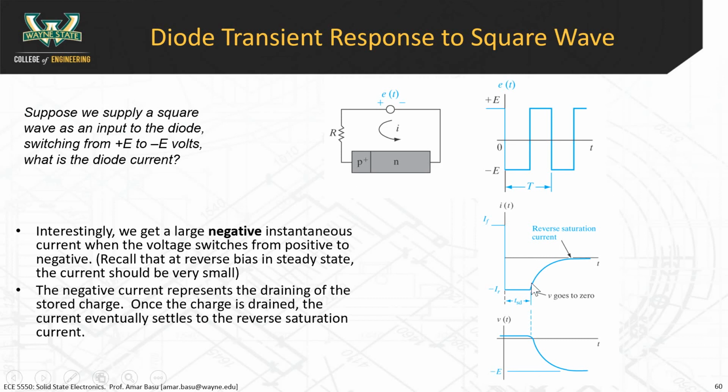The funny thing that happens here is that, let's say we applied the forward voltage, we get a forward bias current, nothing weird about that. Then we switch from positive to negative voltage, so we switch to reverse bias, and the current goes to... the current is supposed to be. Let me ask this: what is the current supposed to be at reverse bias?